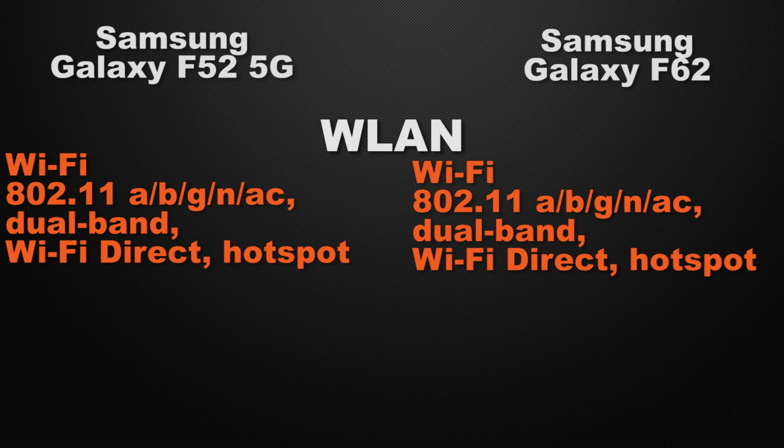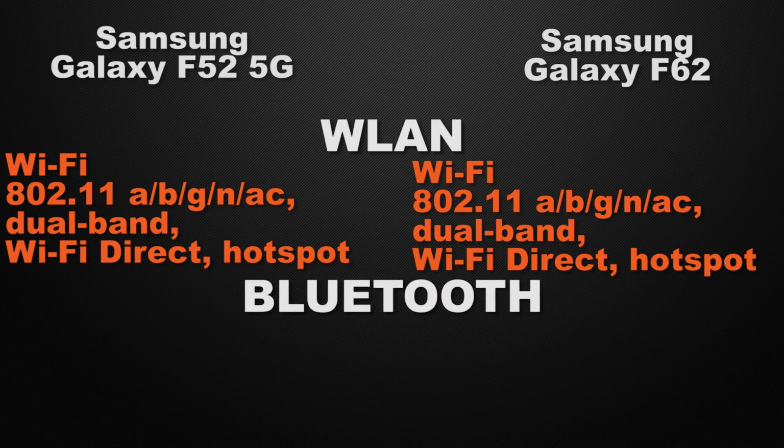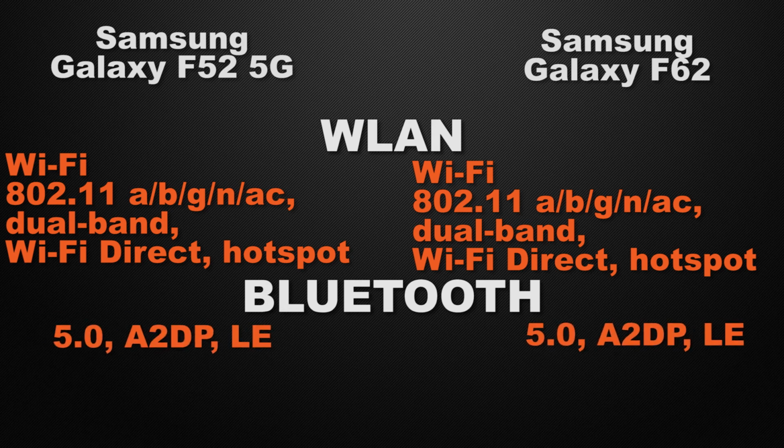Moving to the communication chips in the devices, starting with the WLAN. Both devices come with Wi-Fi AC, dual band Wi-Fi, Wi-Fi Direct and hotspot. So it's a tie. And about the Bluetooth version, F52 has 5th generation Bluetooth, whereas F62 has 5th generation Bluetooth. So it's a tie because both devices have the same generation of Bluetooth.